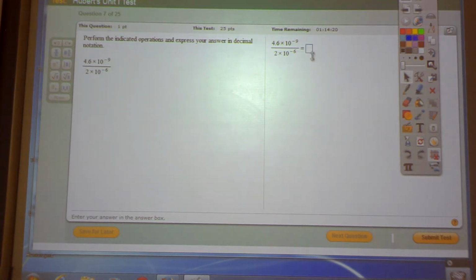So your answer is 2.3 times, shift multiplication symbol, 10, shift up. We got negative 3. It's negative. Yes, negative 3.